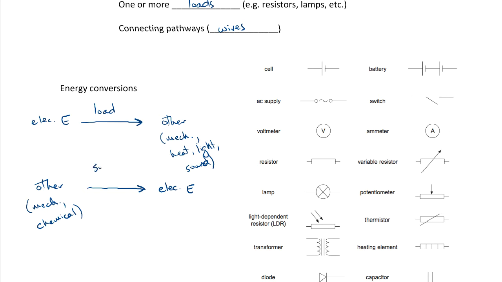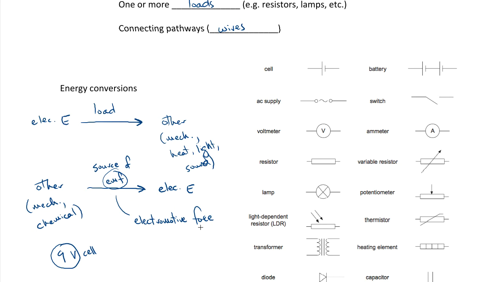Now we have a special name for these kinds of things like generators, cells, or batteries. We call them sources of EMF. And EMF is a funny term that stands for electromotive force, and it's a historical term that's not actually correct. So what electromotive force is really referring to is the potential difference provided by the source of energy. For example, if you're talking about a 9-volt cell or a 9-volt battery, this 9 volts is the potential difference provided by the cell, and that's actually what we would call the EMF.